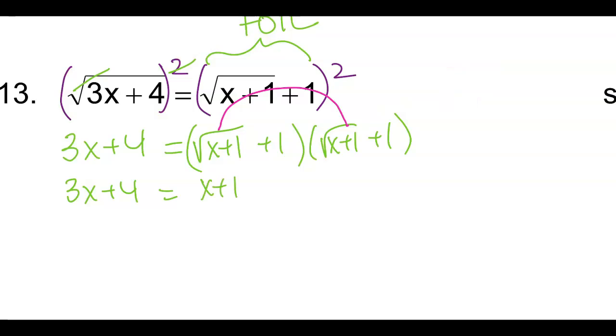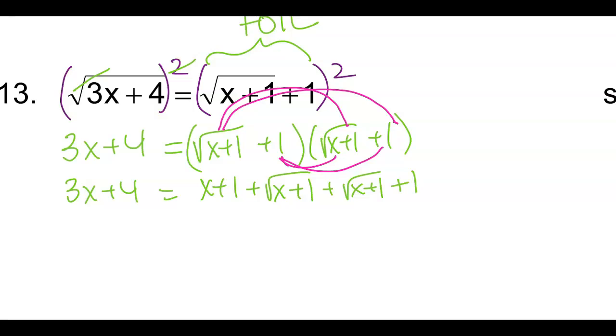For the next term, we're going to multiply square root of x plus 1 times 1, which is just going to turn into the square root of x plus 1. Inner will be, again, plus square root of x plus 1. And then for my last term, 1 times 1 is not 2, it's just 1.